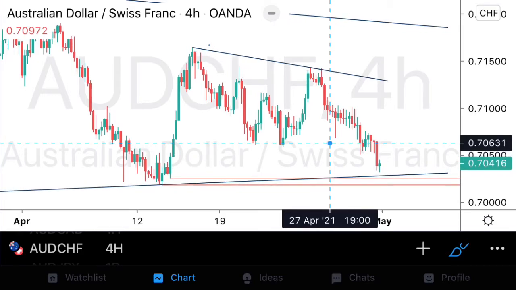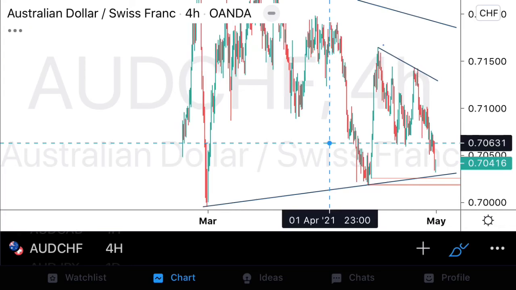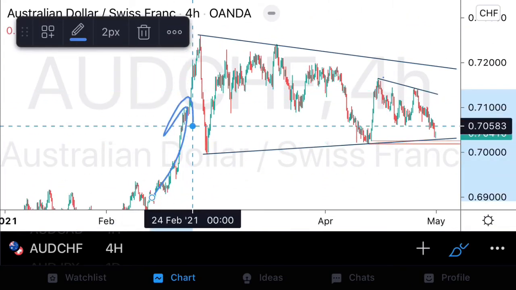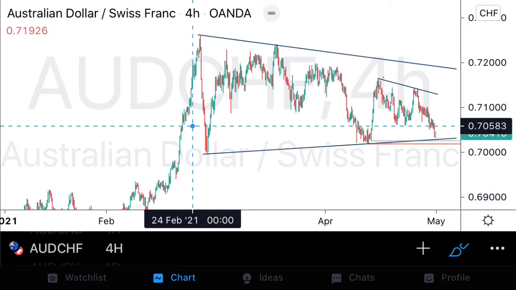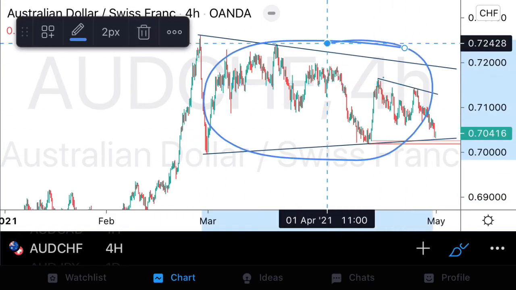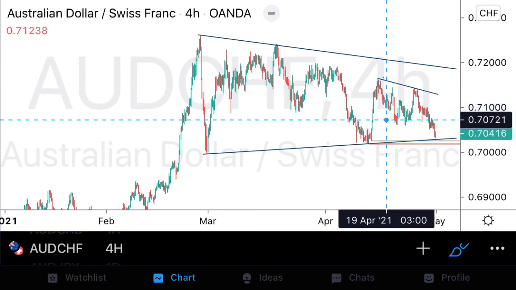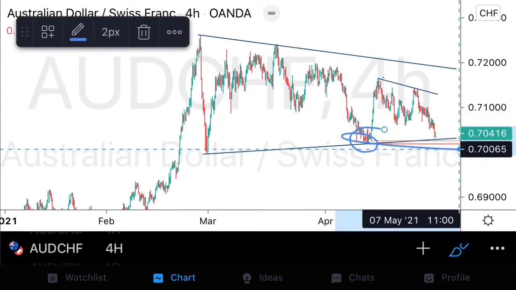So guys, on Aussie Swiss franc, I'm going to be looking for a potential opportunity to trade in the direction of this momentum that I see on my left hand side. We do have somewhat of a corrective structure, as well as this new buying momentum that we see coming from these price regions down there.